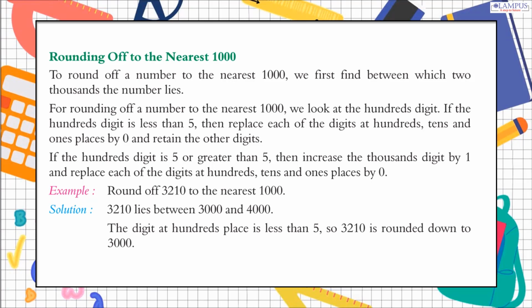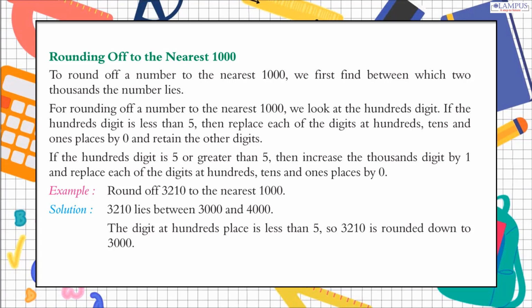Rounding off to the nearest 1000. To round off a number to the nearest 1000, we first find between which two thousands the number lies. For rounding off a number to the nearest 1000, we look at the hundreds digit. If the hundreds digit is less than 5, then replace each of the digits at hundreds, tens and ones places by 0 and retain the other digits. If the hundreds digit is 5 or greater than 5, then increase the thousands digit by 1 and replace each of the digits at hundreds, tens and ones places by 0.